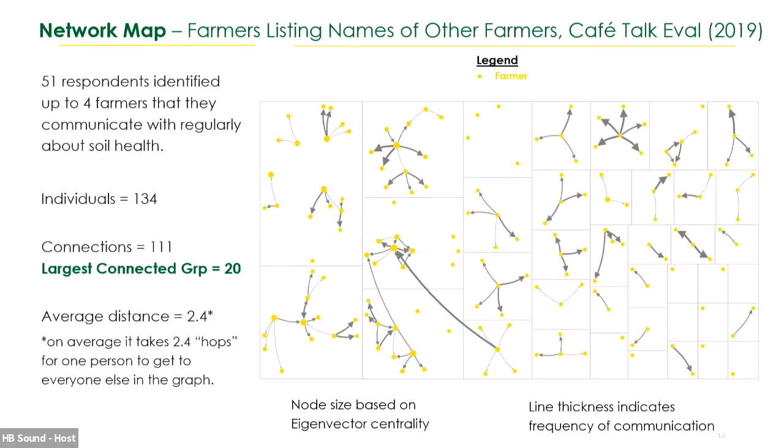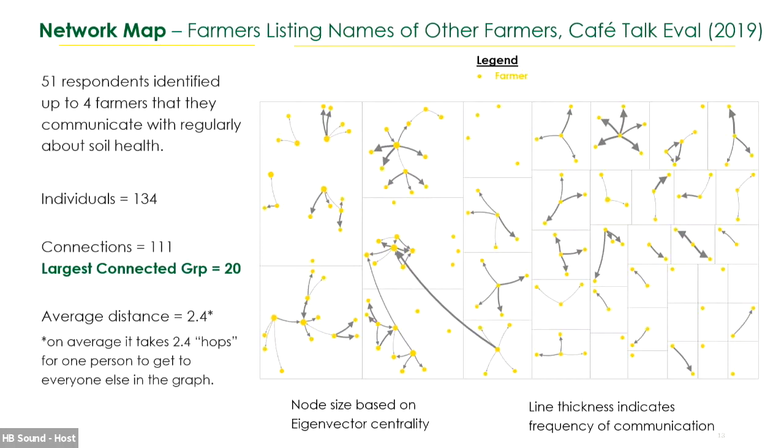And then of those 134, 111 of them were actually connected by some kind of line, right? Right. If we look at the largest connected group where multiple people in this network are connected, the largest connected one where they're all connected is 20.